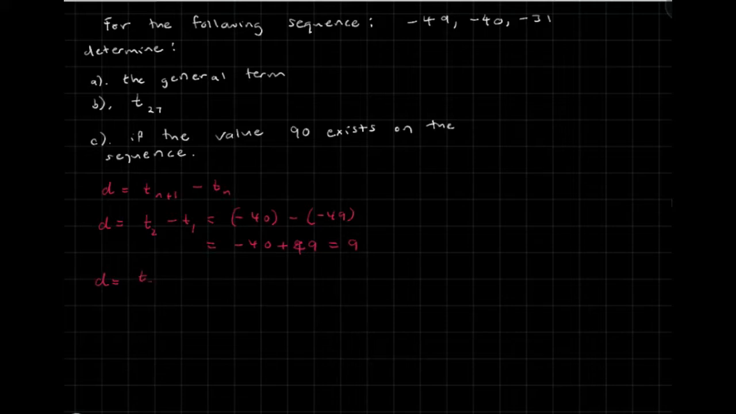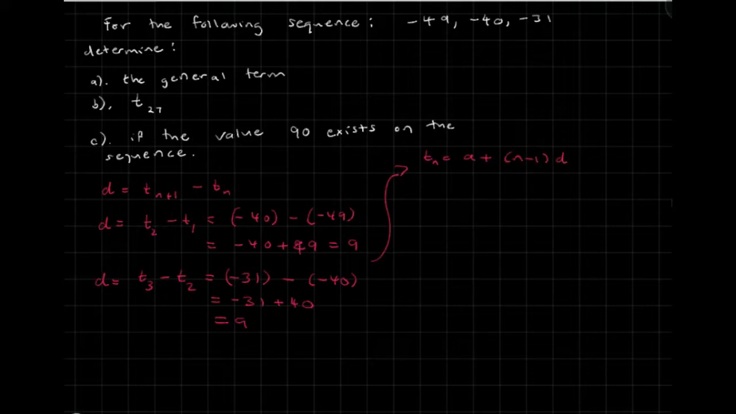Let's test to see if the difference is constant between term 3 and term 2. We get negative 31 minus negative 40, which is negative 31 plus 40, which is 9. So the common difference between all of these terms is the same. This is truly an arithmetic sequence, so we can use the general term Tn is equal to a plus n minus 1 times d.